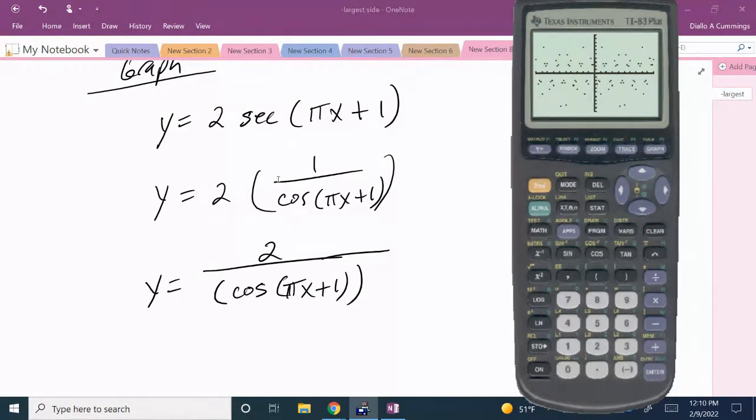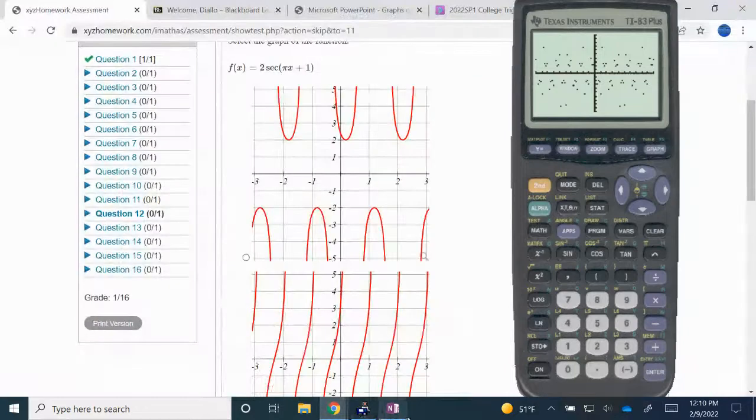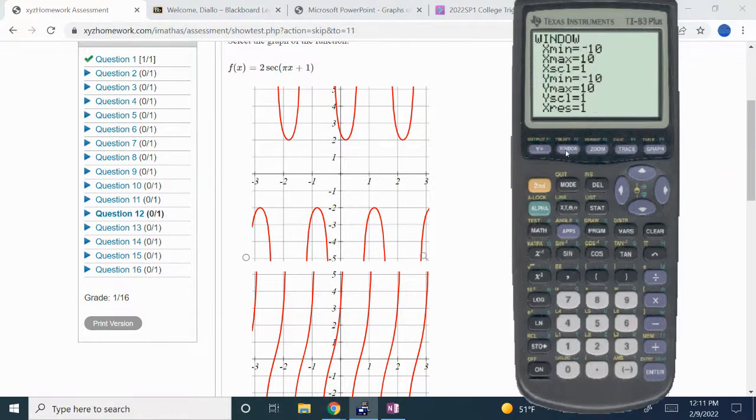The next thing I'm going to do is rescale my axes. So notice for my x-axis, I'm going from -3 to +3 in increments of 1. So in order to change the scale on our calculator, I'm going to hit Window. I'm going to change x minimum to -3. I want to change x max to +3. My x scale is still 1.